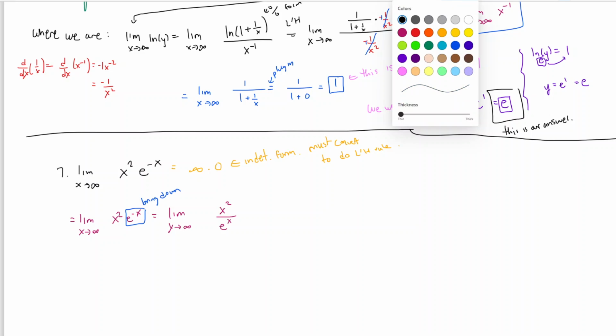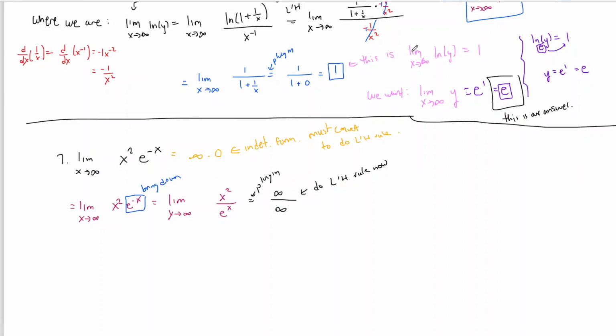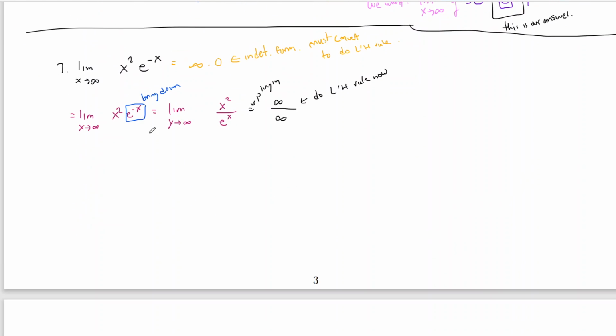Now we do want to verify that we're in the correct form to do L'Hopital's rule, because you don't want to just start doing it yet. So we go ahead and plug in. And x squared, the limit as x goes to infinity is infinity over e to the x. Well, this exponent would be positive infinity, and that is infinity as well, which means we can do L'Hopital's rule now on this part. All right, so we're going to do L'Hopital's rule on this part.